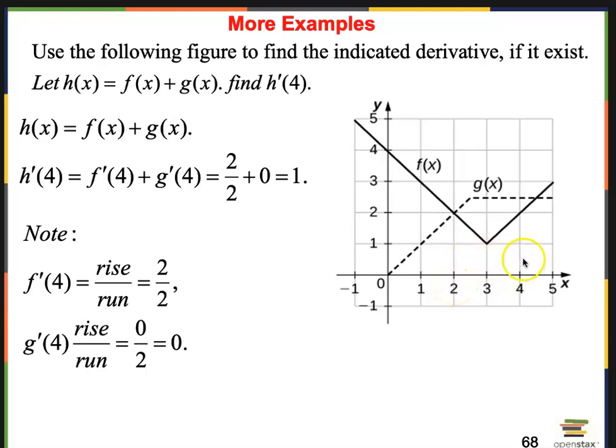And we see at 4, what do we have? Okay. And then g of 4, again, is horizontal. This one is 2 over 2, because we're looking for the tangent line here, or the slope of this line, and the slope of this line, so we end up with 1. And this kind of shows you that rise over run, how we come up with 2 over 2, and how we come up with 0.